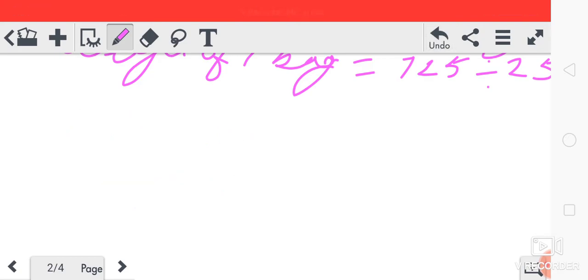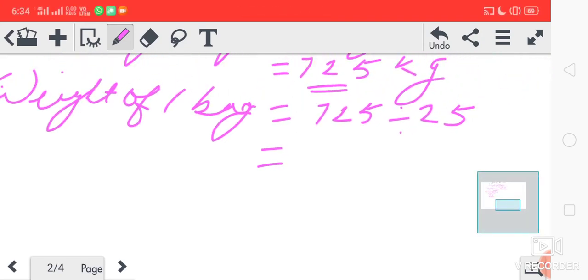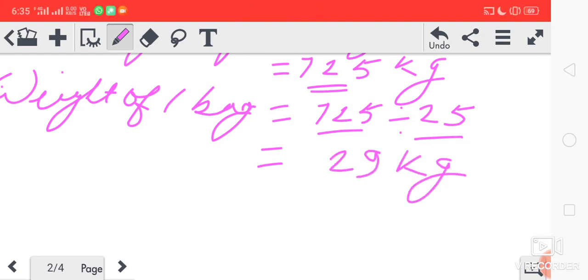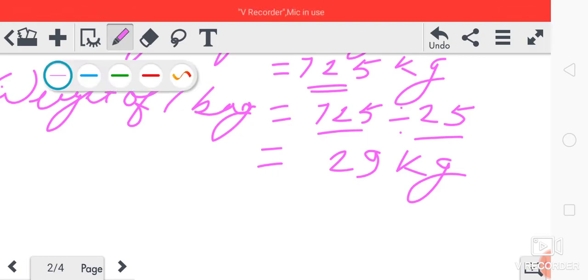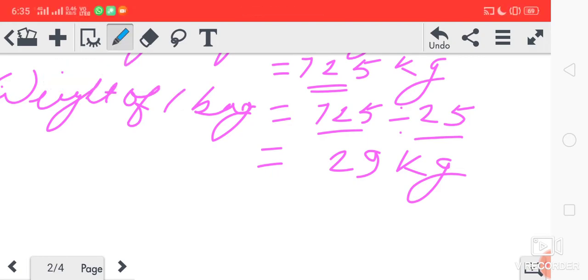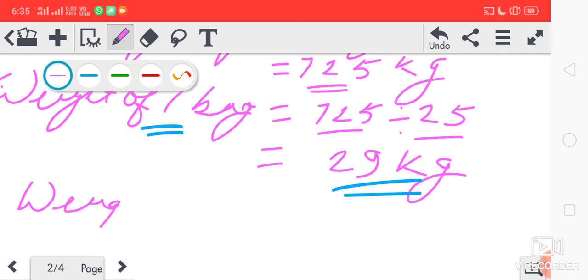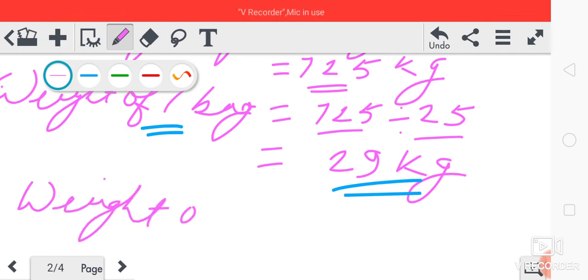So we'll write here the weight of one bag, 725 divided by 25. How much are we getting? 29 kg. Okay. So the weight of one bag we have got, 29 kg. Now what do we have to find? The weight of 15 bags.